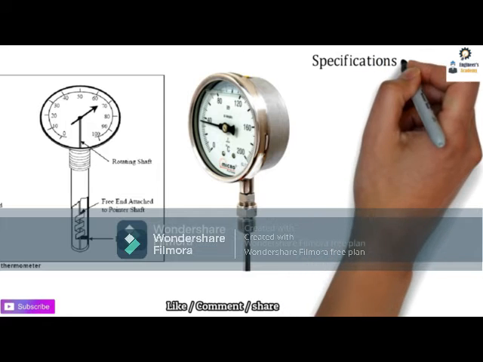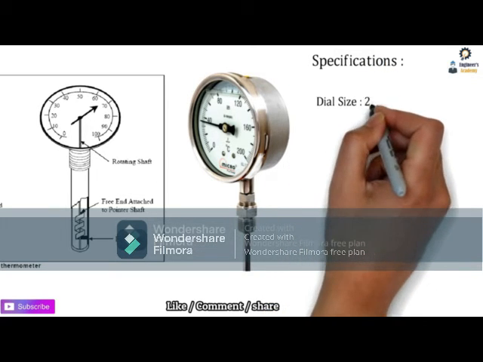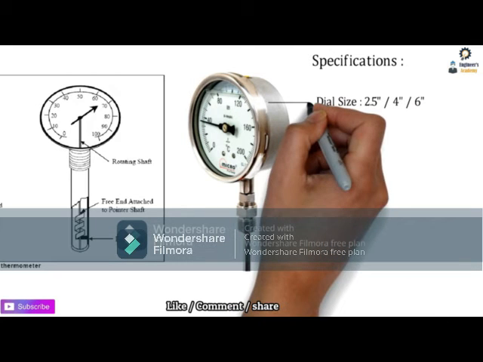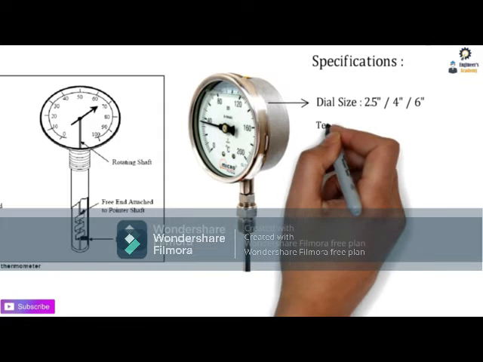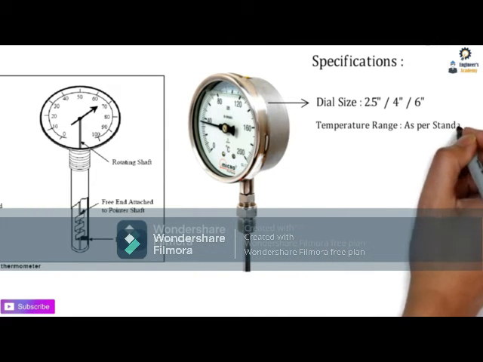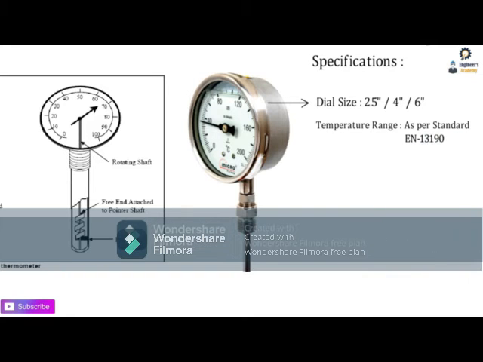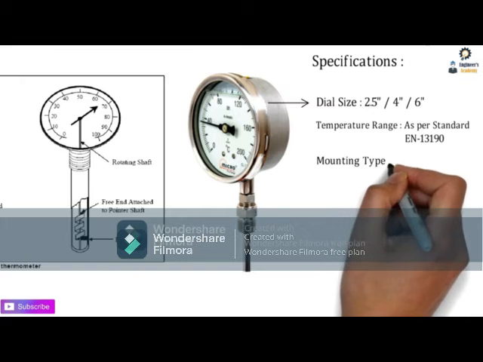So guys, let's check out the specifications of this particular temperature gauge. First of all, the dial size. As we have seen in the pressure gauges, the dial size can be 2.5 inch, 4 inch and 6 inches. The temperature range is as per the standard, EN 13190, which is the standard for the temperature range.